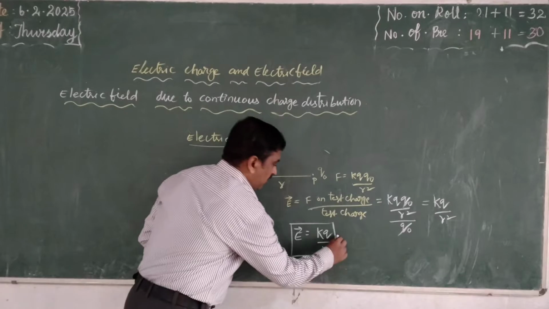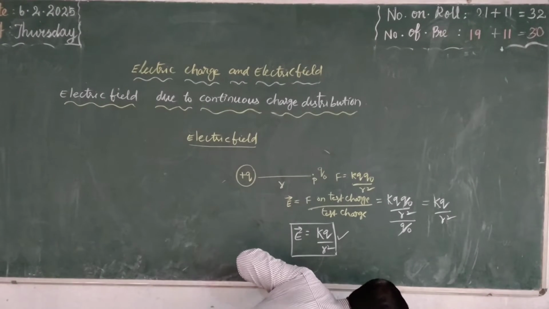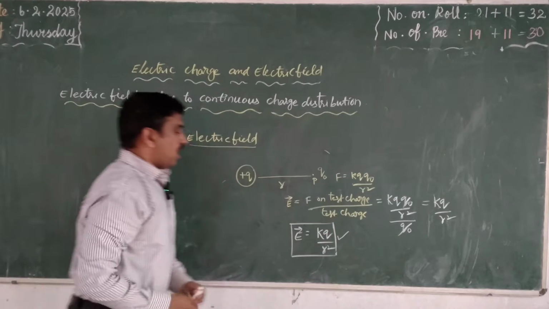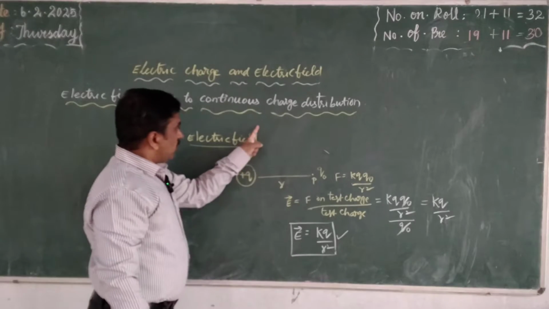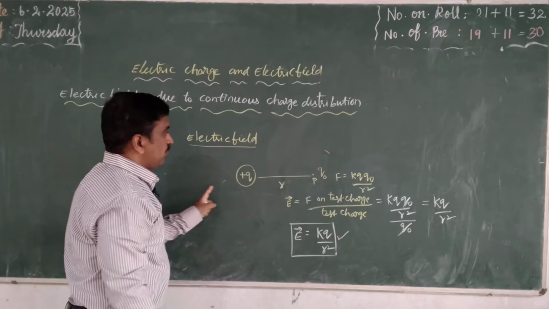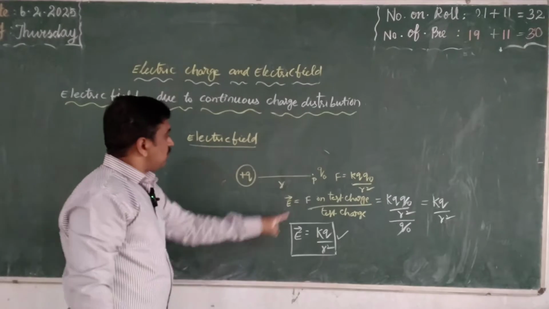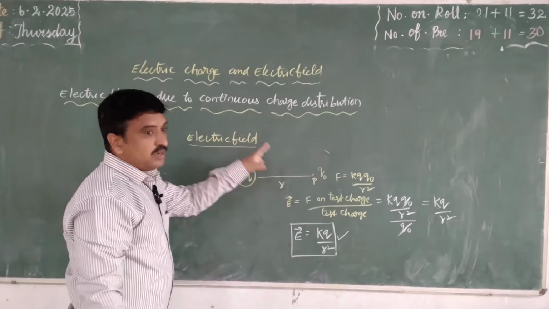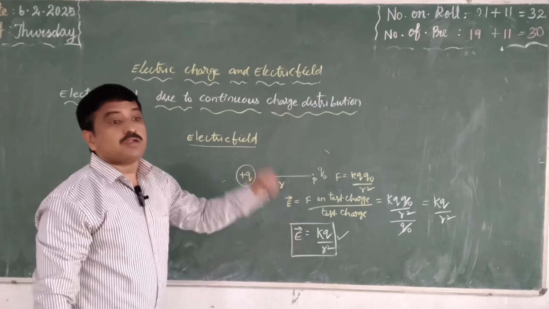What is the electric field? E equals K Q by R square. This is the electric field due to this plus Q charge. Here we can place a positive test charge, and it exerts some force on the test charge. So around this charge there is some region whose influence will be exerted on another charge.